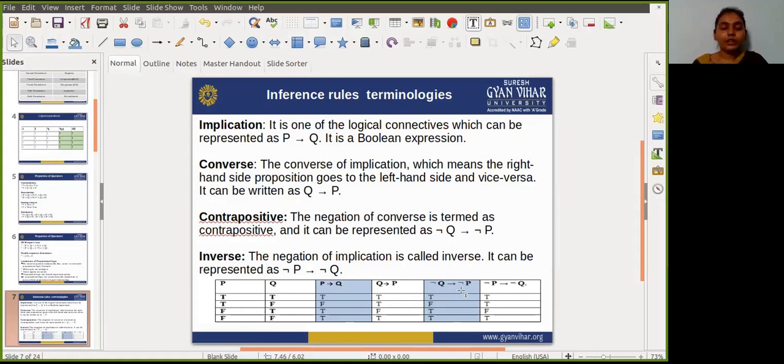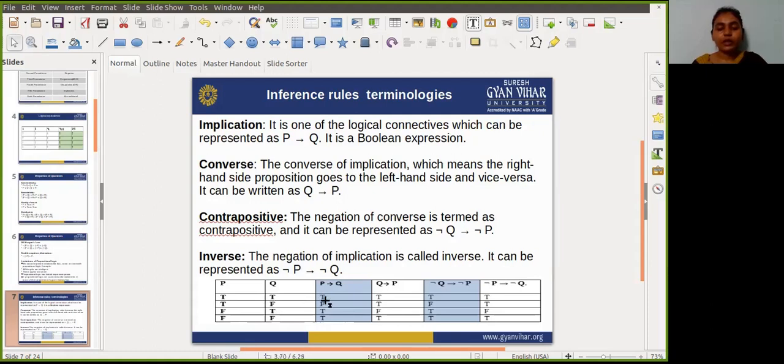Fifth column contrapositive, and sixth column is inverse. So first, what is implication? It shows that p implies q. For that, in the third column, we apply the implication rule, that is the if and then rule. We already understand the implication rule gives the result false only if the if condition is true and the then condition is false.